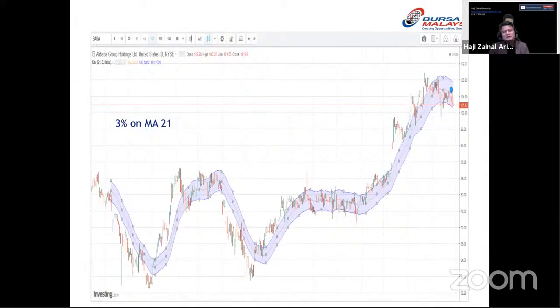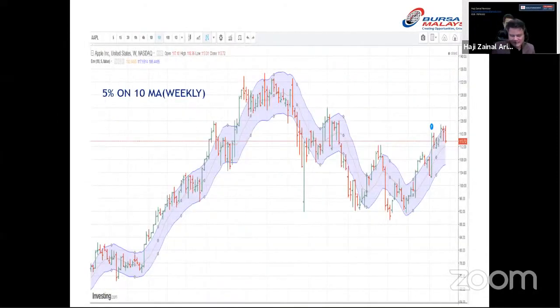Okay. This is an example. This is a 3% envelope on a 21 days moving average. It's not much different whether you use 21 days or 20 days or 18 days. It's up to you. Okay, basically, this is how it is. I can see that it is extended. Okay. This is 5% on the 10 moving average weekly.